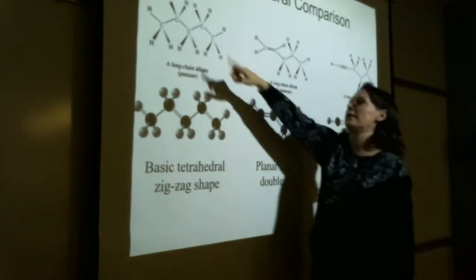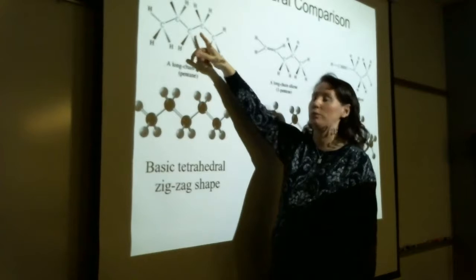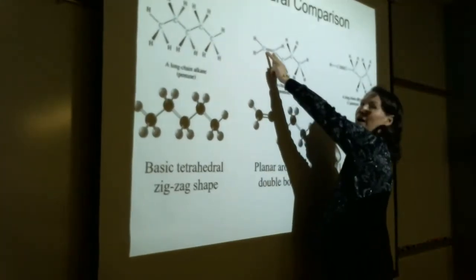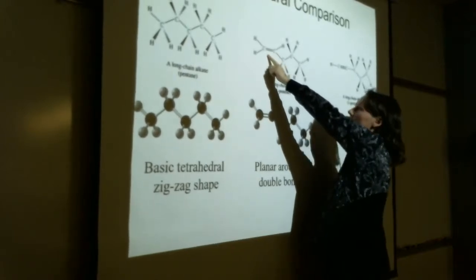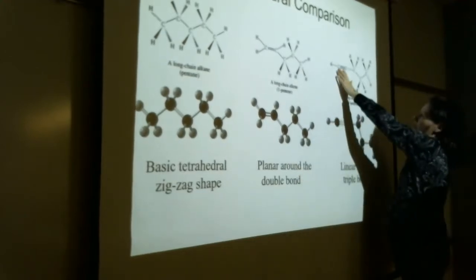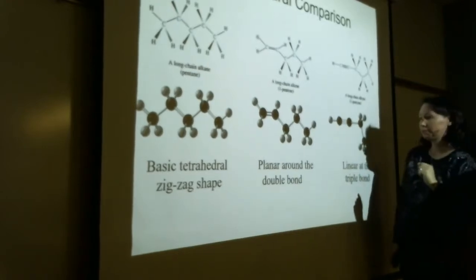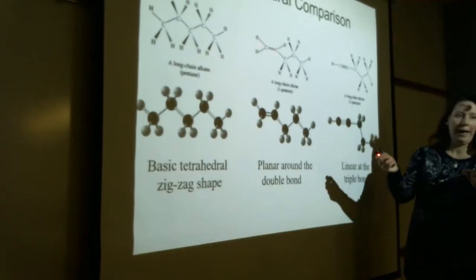Right, we get that zigzag going through the alkane because of the tetrahedral molecular geometry. When you have a double bond, though, that flattens it out. So the molecule is actually flat during the double bond, and then it can go back to being zigzag again. And it's flat during the triple bond, but it goes back to zigzag once you're out of that. Okay, so we call it planar. Planar is the word that we use for flat.